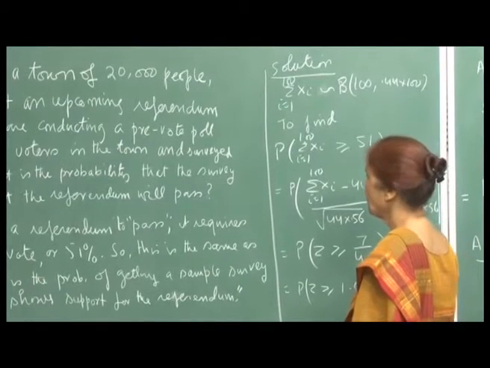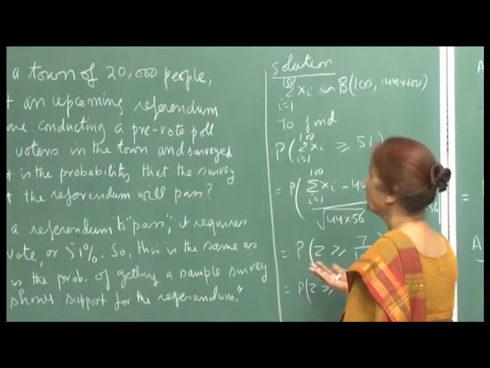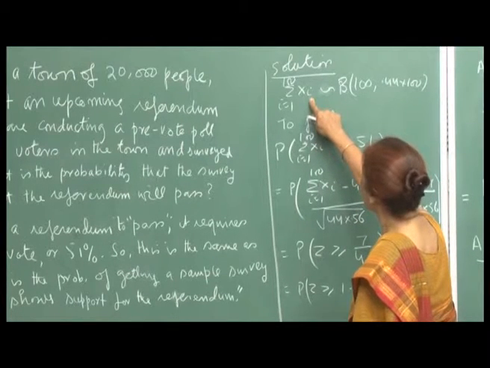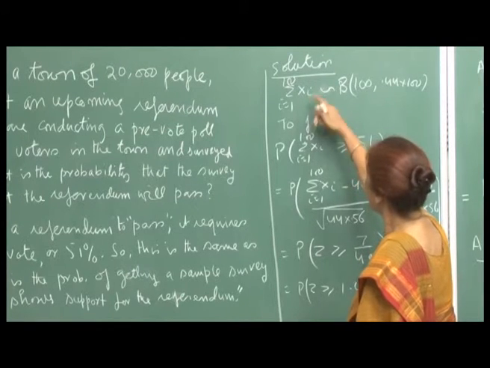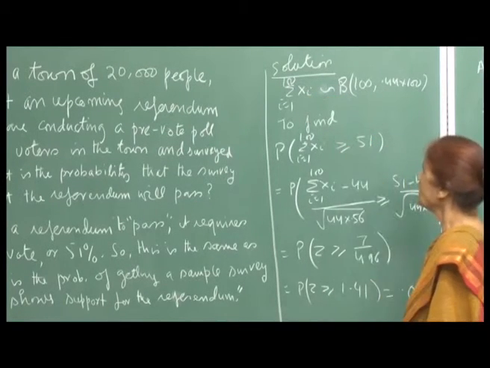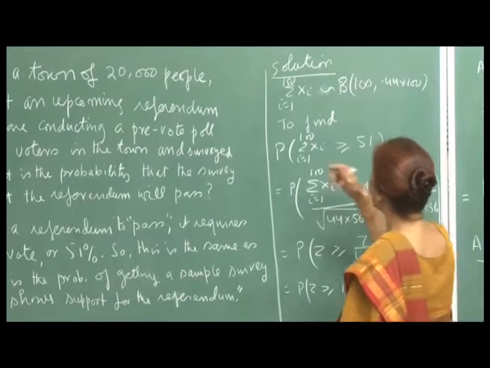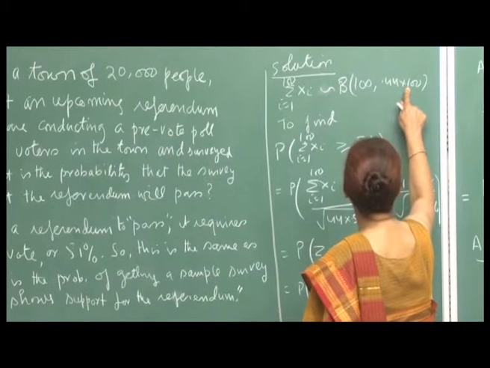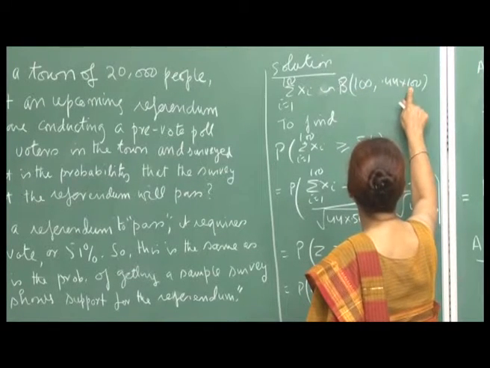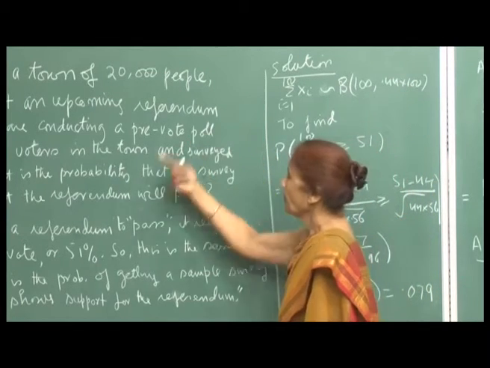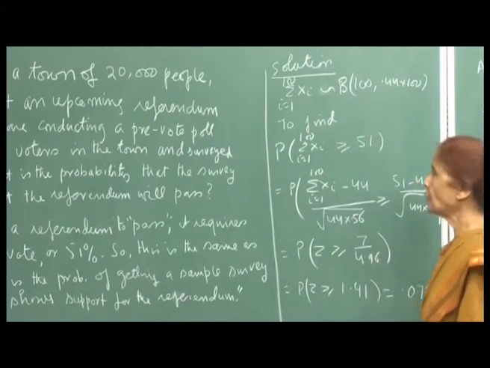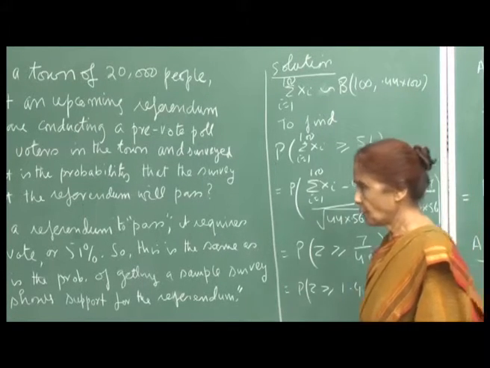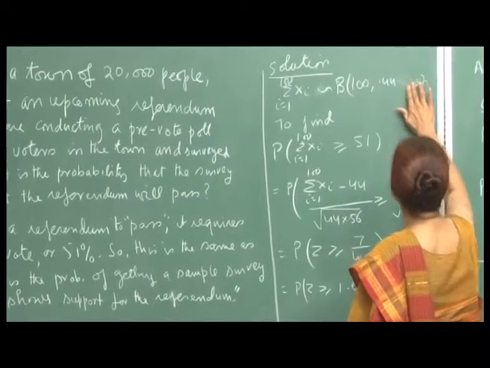So, X_i is a success if the voter or person you are surveying supports the referendum, otherwise it is a failure, right. So, you will say that the sum of X_i, i varying from 1 to 100, is binomial with n = 100 and p = 0.44, because the probability of a success is 0.44.